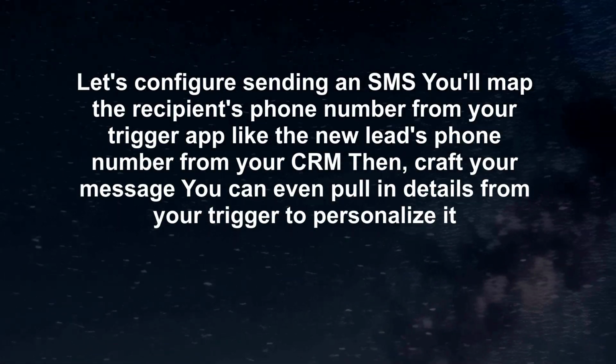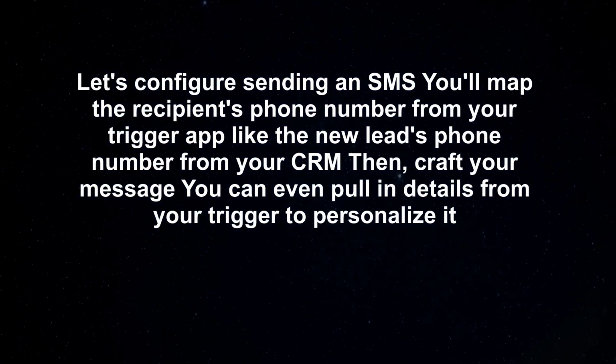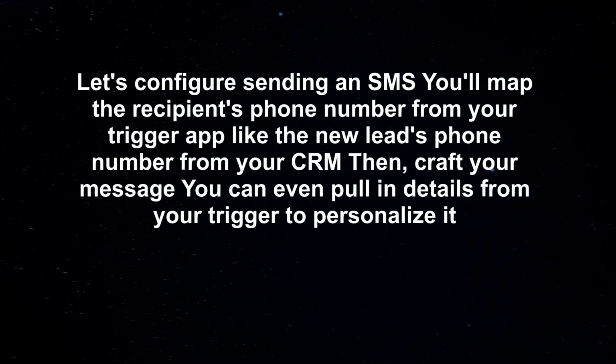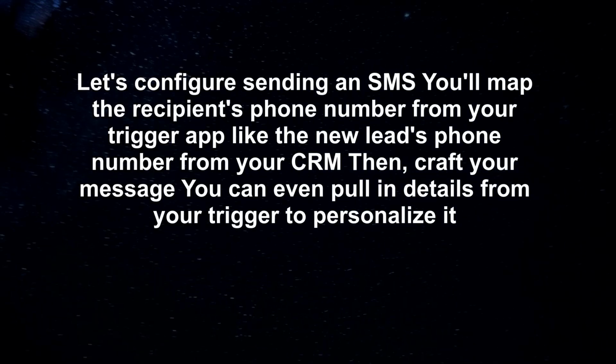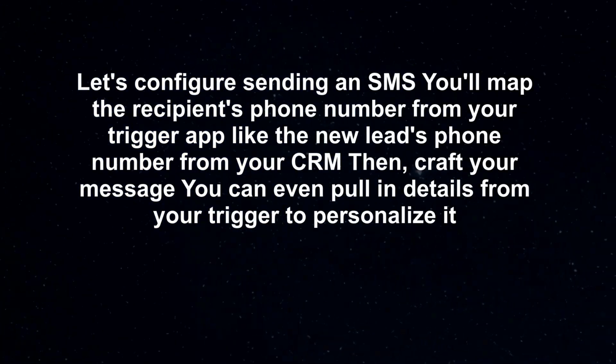Let's configure sending an SMS. You'll map the recipient's phone number from your trigger app, like the new lead's phone number from your CRM. Then, craft your message. You can even pull in details from your trigger to personalize it.